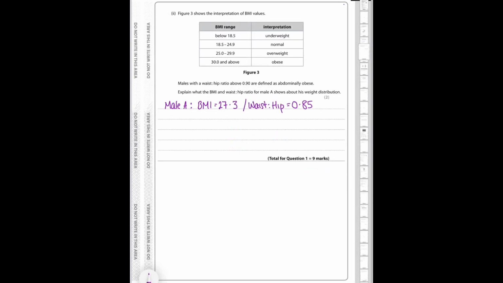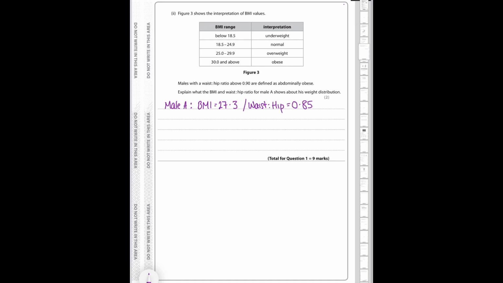Now, in this part of the question, we have figure 3, which shows whether the BMI indicates if a person is underweight, normal, overweight, or obese. Males with a waist-hip ratio above 0.9 are defined as abdominally obese. Explain what the BMI and waist-hip ratio for male A shows about his waist distribution.